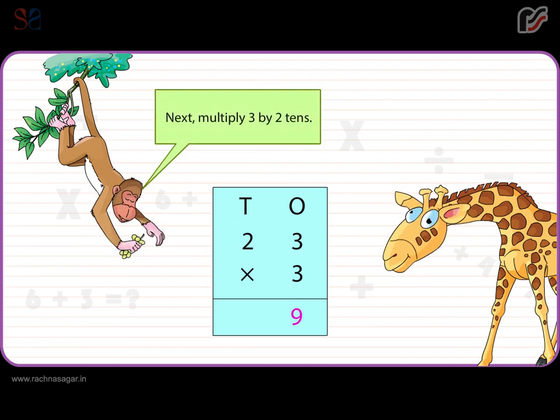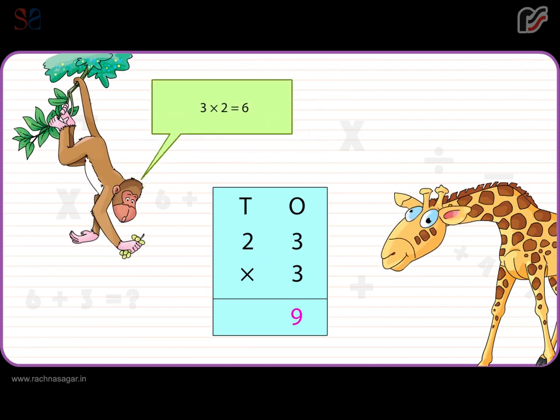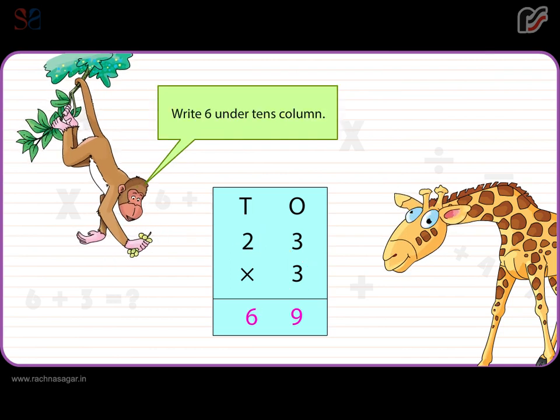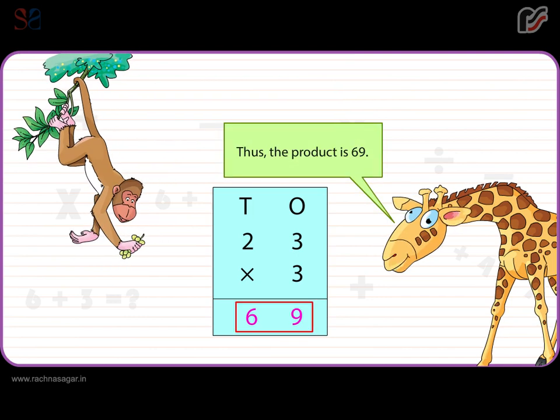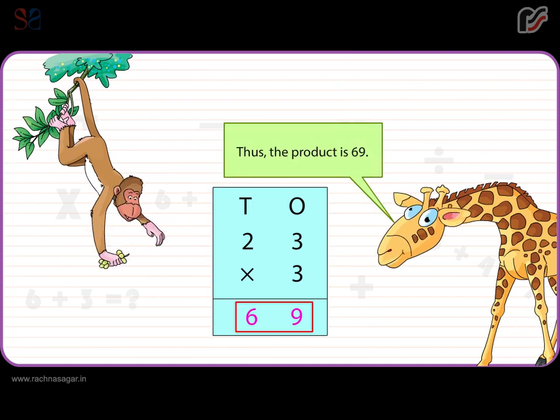Next, multiply 3 by 2 tens. 3 into 2 is equal to 6. Write 6 under tens column. Thus, the product is 69.